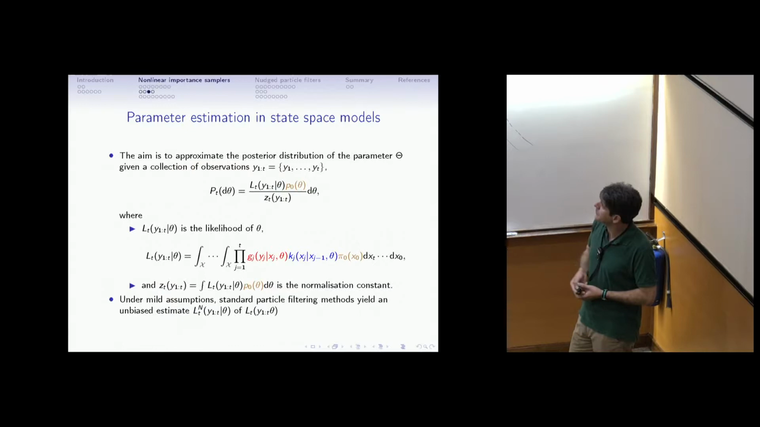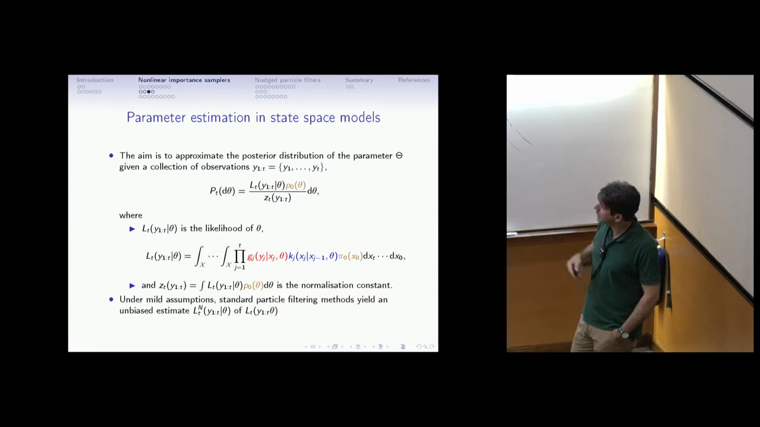So the aim here would be the target distribution would be the posterior distribution of the unknown parameters theta, conditional on the observations, which are denoted by y here from 1 to time t. And the form of the posterior would be the likelihood for theta times the prior over the normalization constant. The likelihood can be written in terms of the elements of the state space model. These are the likelihoods, and these are transition densities. We have seen this expression before.